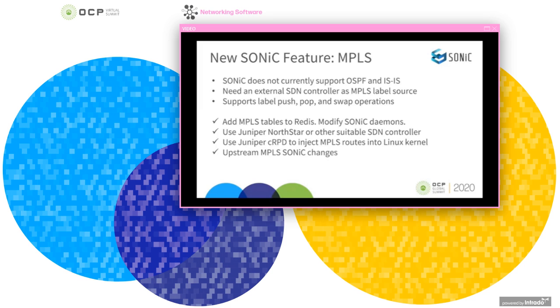To integrate MPLS into SONiC, we had to add new MPLS tables to Redis and modify the SONiC daemons to act on those tables. As the SDN controller, we use Juniper Northstar or some other suitable SDN controller. We leveraged cRPD, Juniper's containerized routing protocol suite, to inject MPLS routes into the Linux kernel. And of course, we will upstream the MPLS changes to the SONiC open source community.